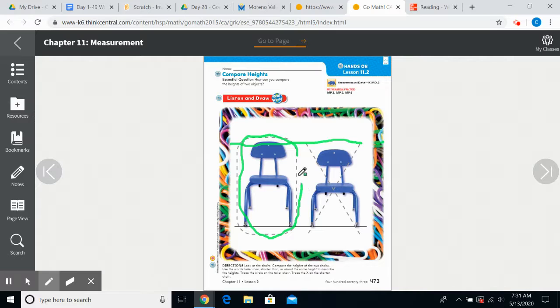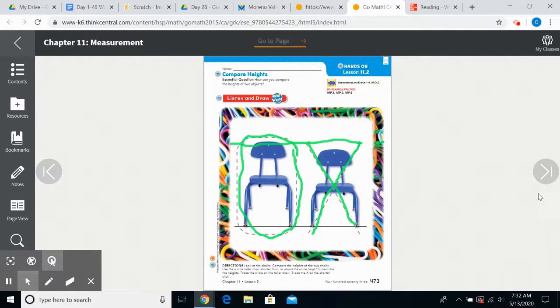And they want us to put an X on the chair that's shorter. So let's put an X on this chair. And if we were saying in a sentence out loud to someone, we would say, this chair is taller than this chair. Or if you were talking about this chair, you would say, this chair is shorter than this chair.